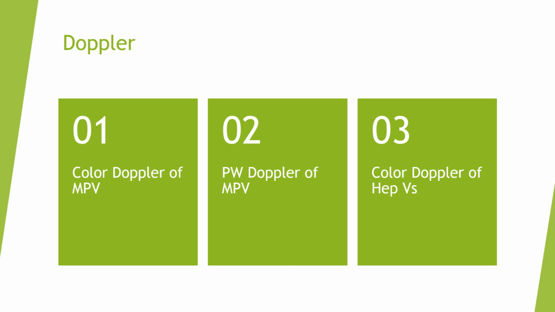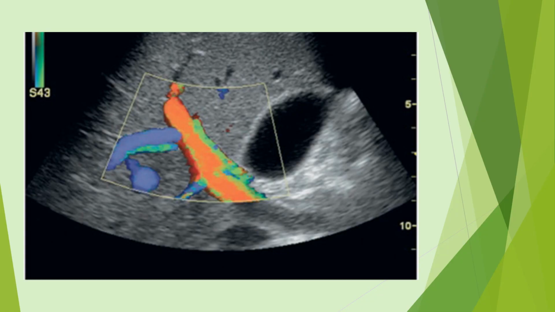All right. That's all the images you need in grayscale. You also need some color Doppler. You should have color Doppler of the main portal vein. You should have color Doppler of the hepatic veins, and you should have pulse wave Doppler of the main portal vein. They're going to look like this.